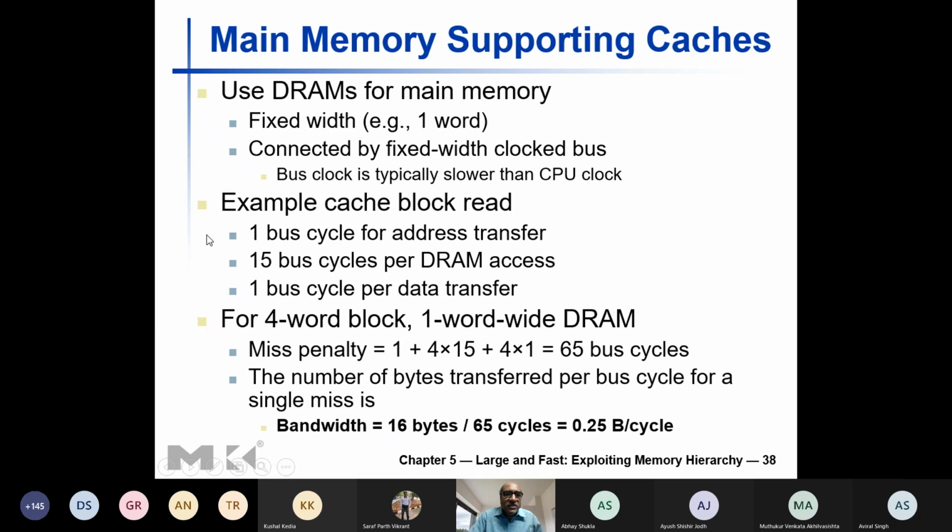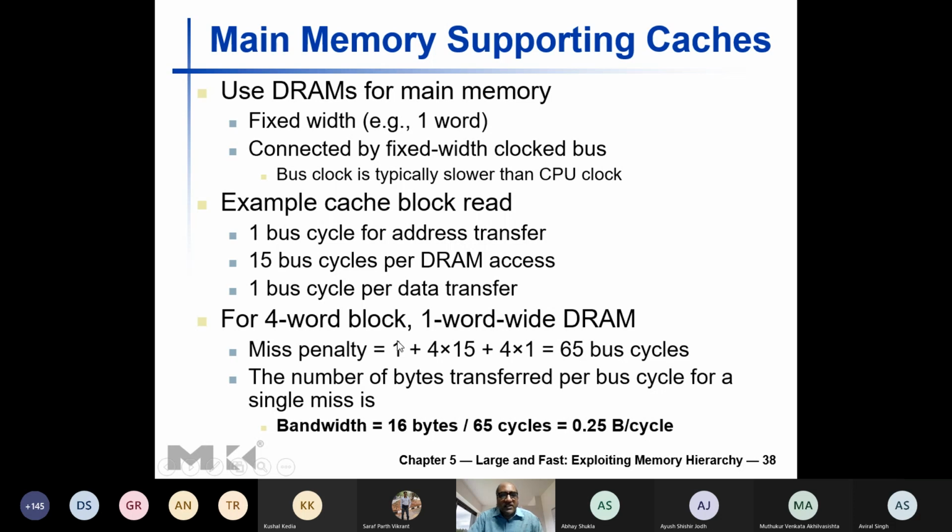After that, once you know the address, to access the DRAM main memory and prepare the data for readiness, it takes about 15 bus cycles. Then once the data is ready, it takes one bus cycle to transfer the data. So for transferring one word of data using this organization, about 17 bus cycles are required.